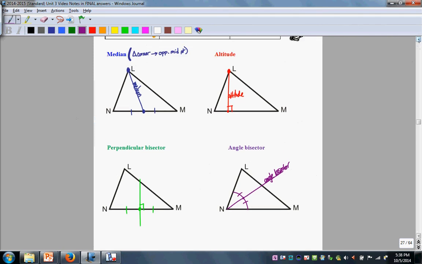So here's your four triangle guts in a simple summary: a median, an altitude, a perpendicular bisector, and an angle bisector.